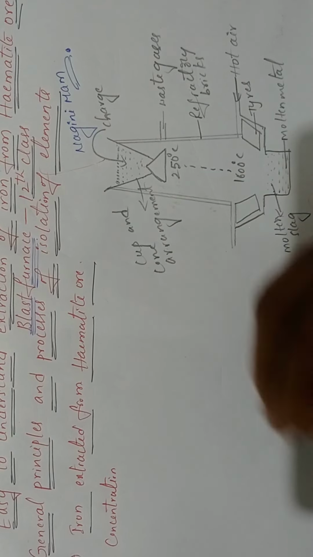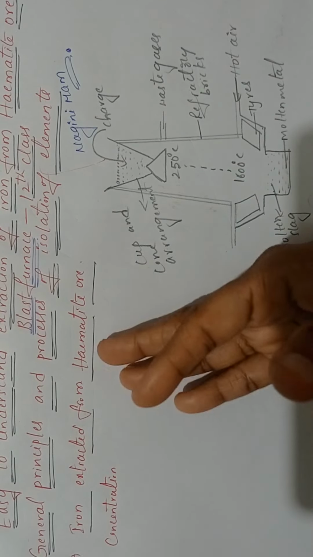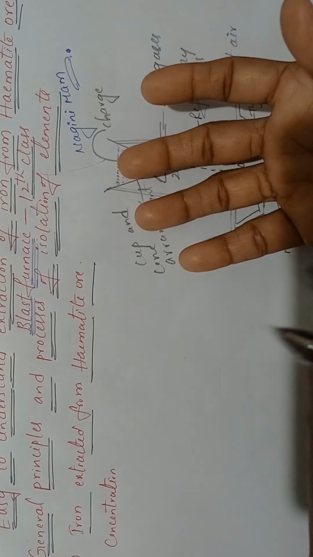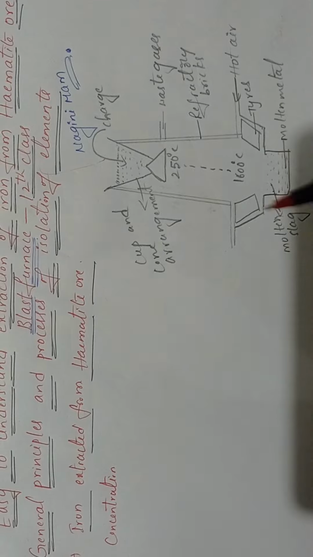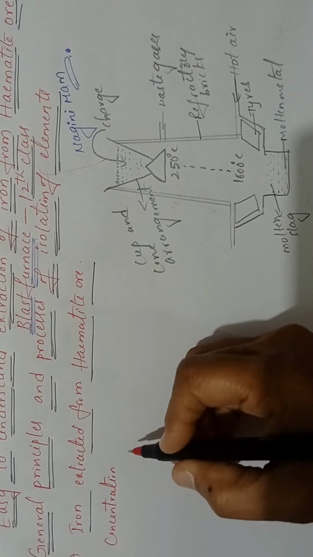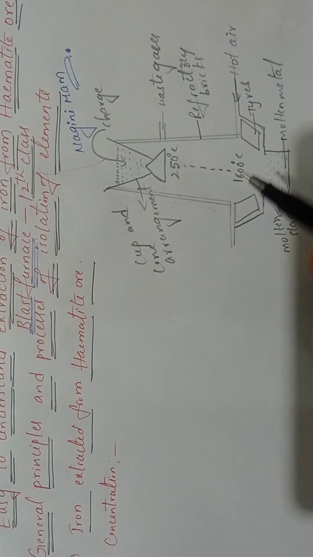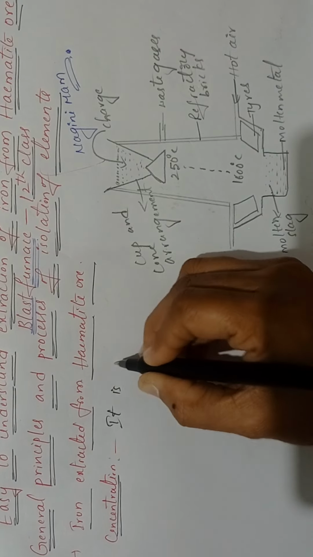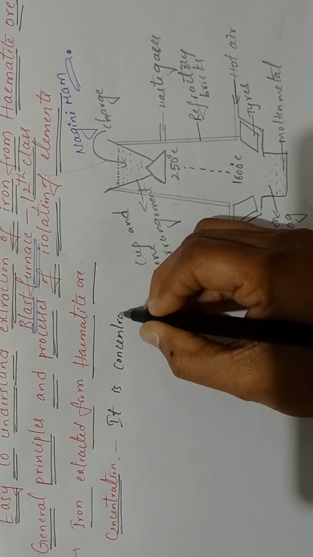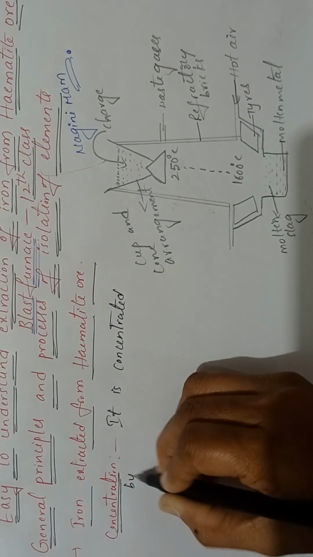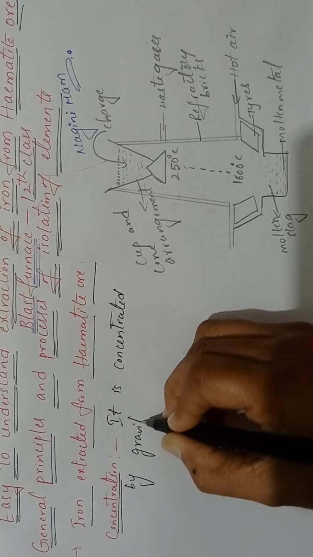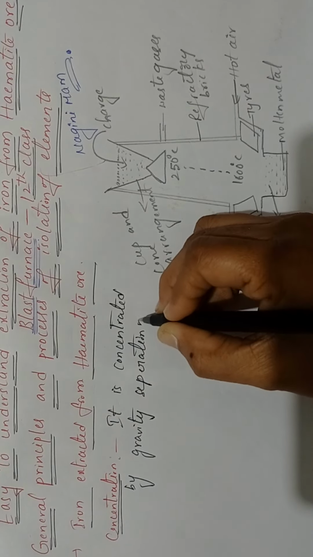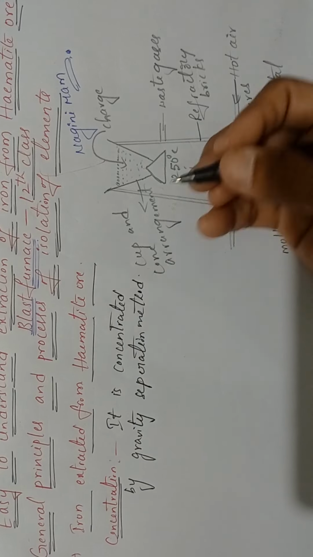Here in the concentration, which method is used for removal of impurities, students? The gravity separation method is used. So the ore is concentrated by the gravity separation method. Clear? Gravity separation method, students.